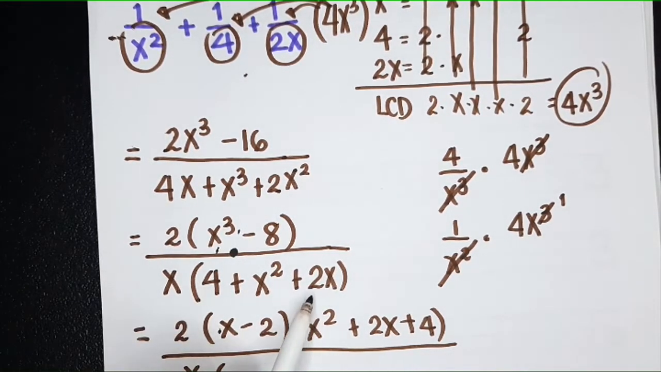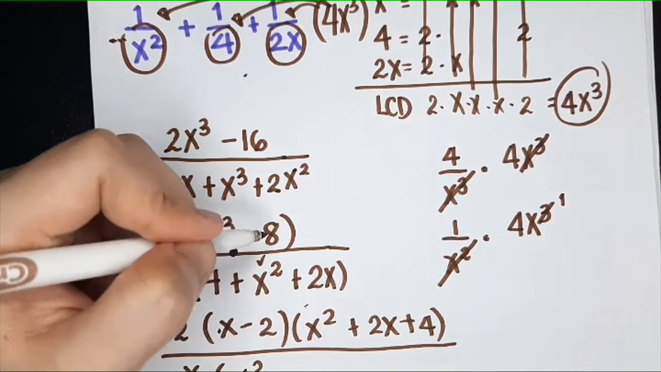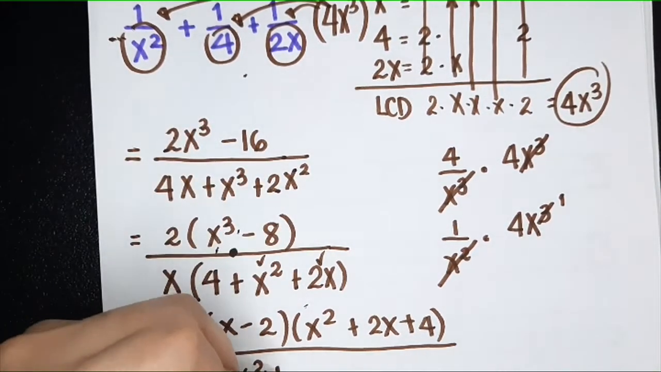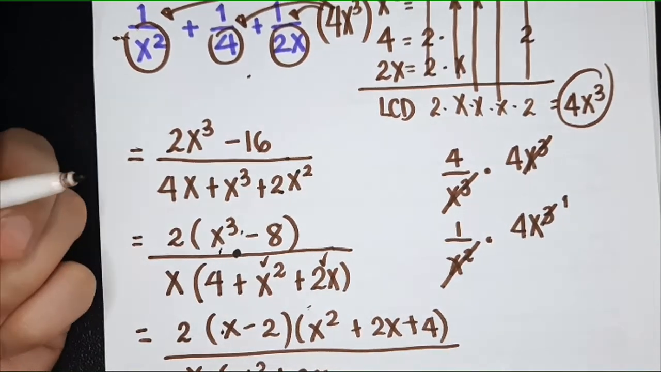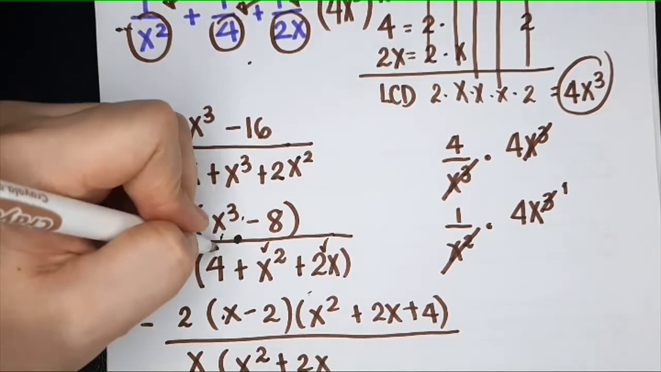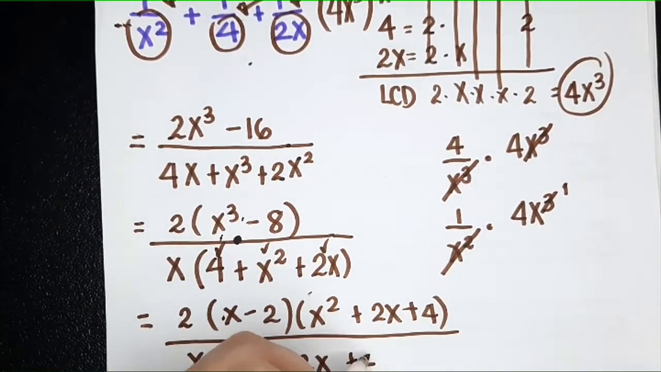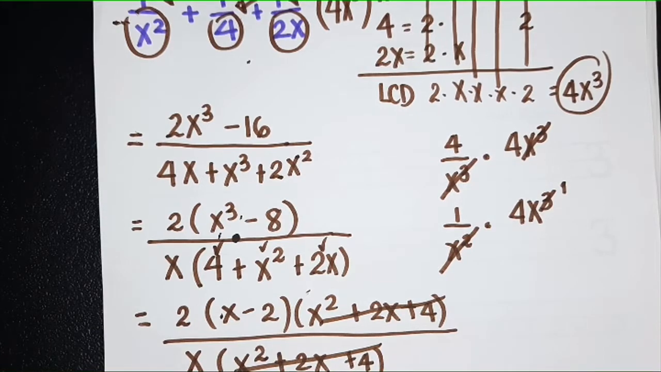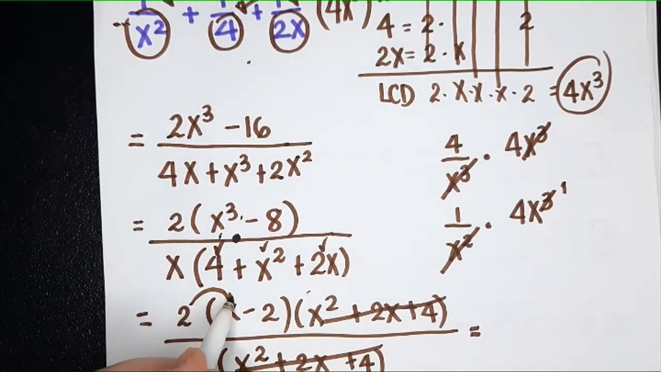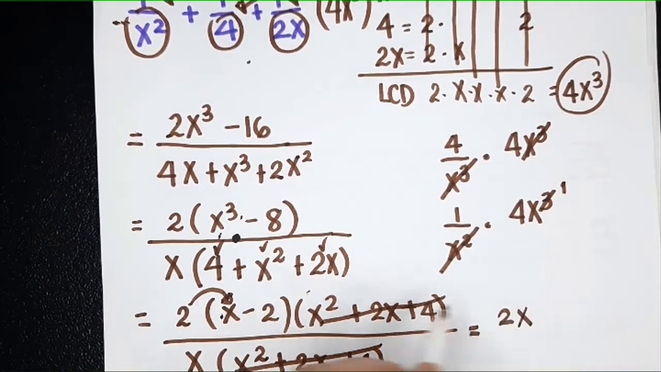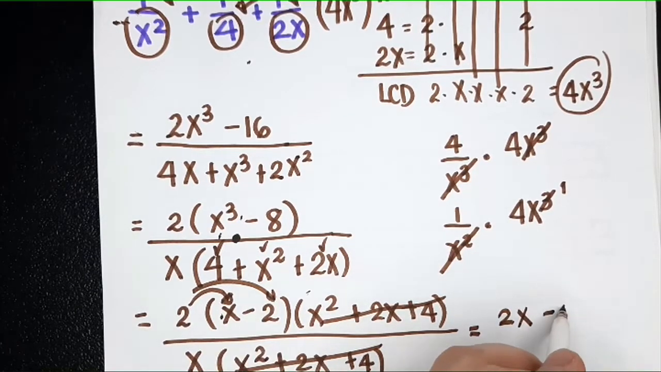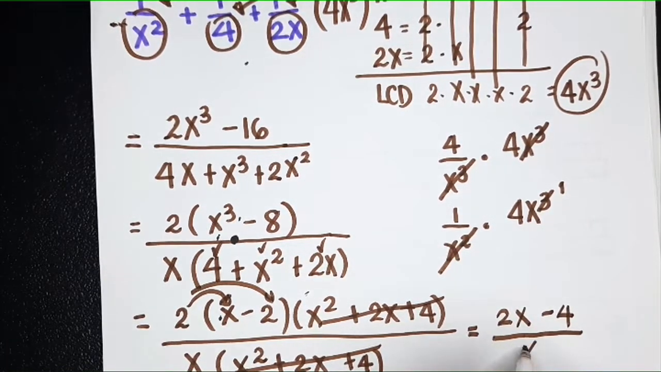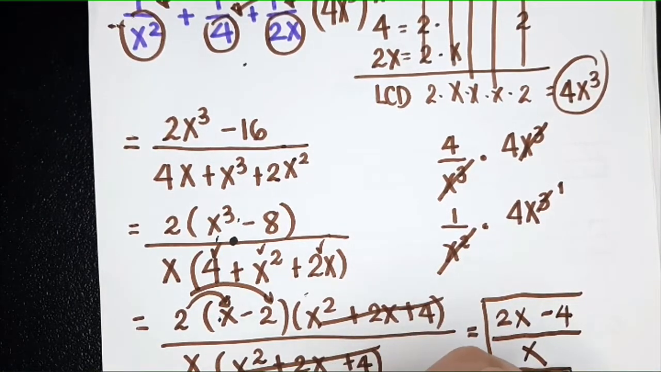Okay. I-arrange natin ito. Okay? Unahin natin si x squared. Ito yon. Followed by 2x. Okay? And then, followed by 4. Okay? So, nag-rearrange lang ako. Right? Para makita nyo na this will cancel out. Okay? So, the final answer is equal to what? 2x minus 4 over x. So this is the final answer.